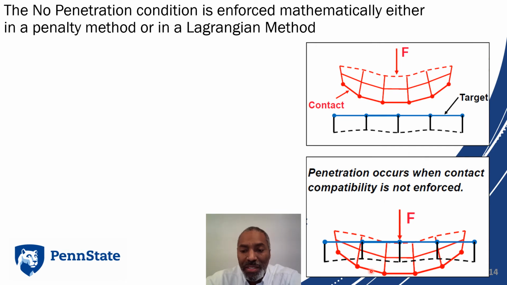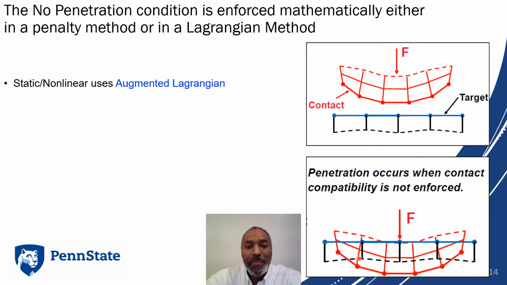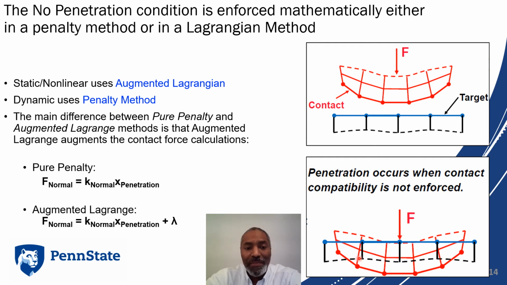That overlapping looks something like this, and so how do we ensure that this surface does not push through the other one? The red doesn't go through the blue. In SolidWorks, the augmented Lagrangian method is used in static and nonlinear cases, and we'll talk about what that means in a second. The dynamic solutions use a penalty method, usually because it can be somewhat faster, but it sometimes is unstable, which is an issue with it.